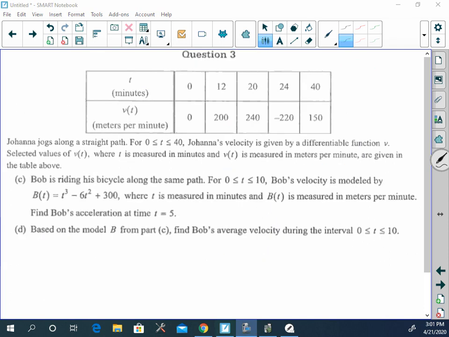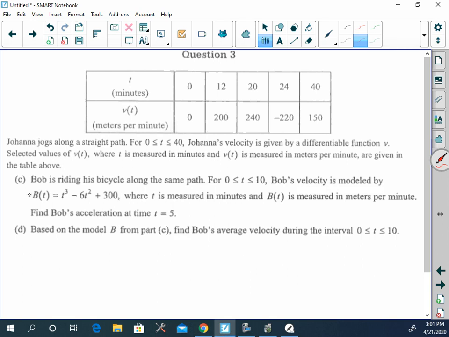Okay, now jumping to part C and D, I just left the intro stuff up there and got rid of A and B there. So part C says Bob is riding his bicycle along the same path. His velocity is modeled by this function, where t is the time in minutes and b of t is measured in meters per minute. So similar to this, only now we're given an equation. Find his acceleration at time 5.